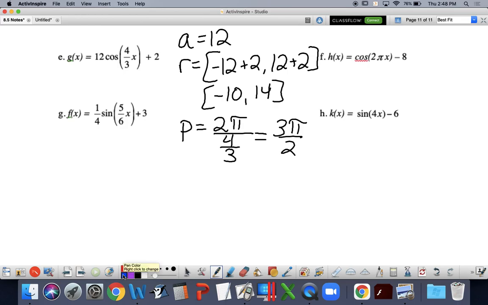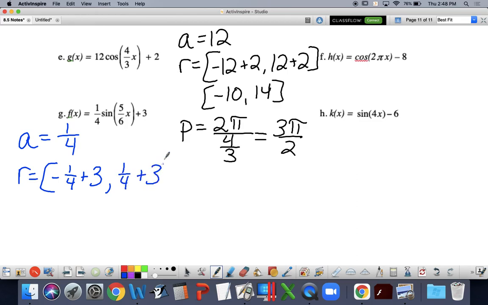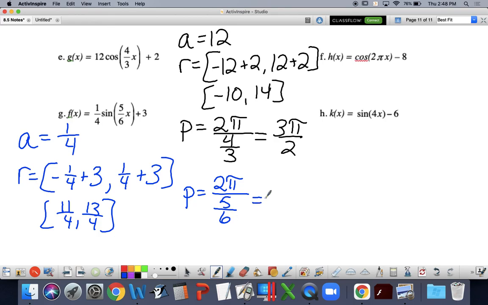My amplitude is just that 1/4, that number out in front. My range is going to be negative 1/4 plus 3 up to positive 1/4 plus 3, which is 11/4 up to 13/4. And then my period, we have 2 pi divided by 5/6, 12 pi over 5.